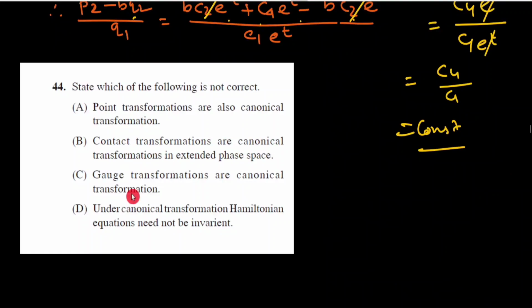Now we go to question number 44. This is also a simple question from classical mechanics. This question is based on simple statements. The question says state which of the following statements is not correct. We have to find the not correct statement.